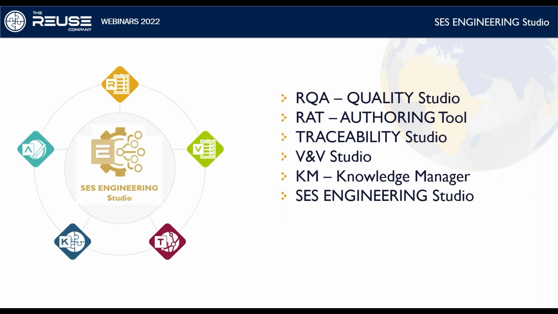We are usually known in the market for our software tools for requirements engineering: RQA Quality Studio, RAT Authoring Tool, Traceability Studio, V&V Studio, and KM Knowledge Manager. Our newest product, the SES Engineering Studio, is a tool for systems lifecycle management.